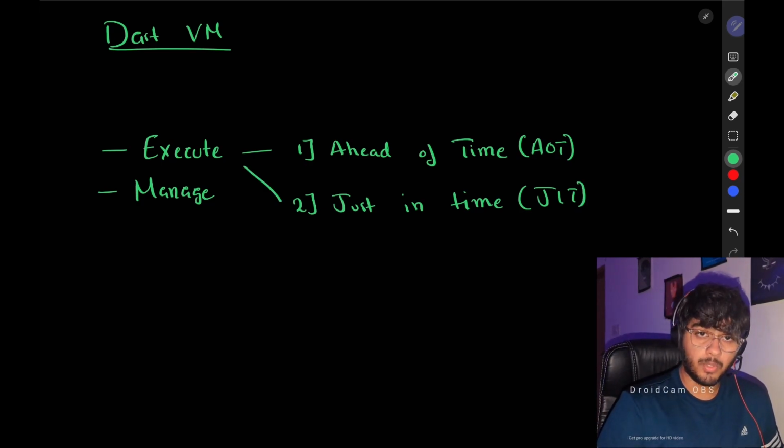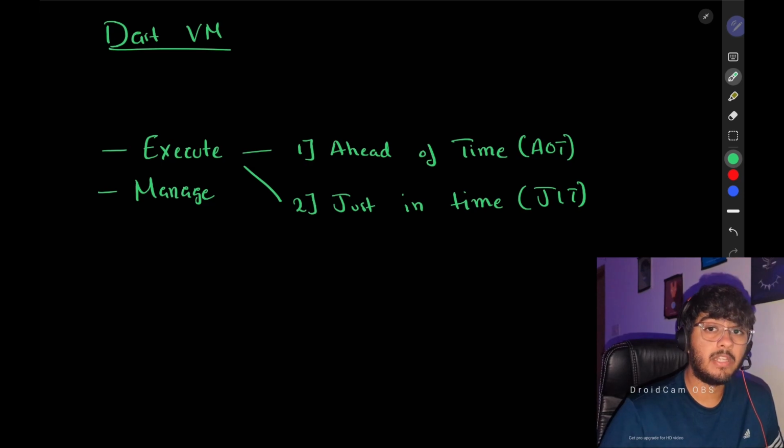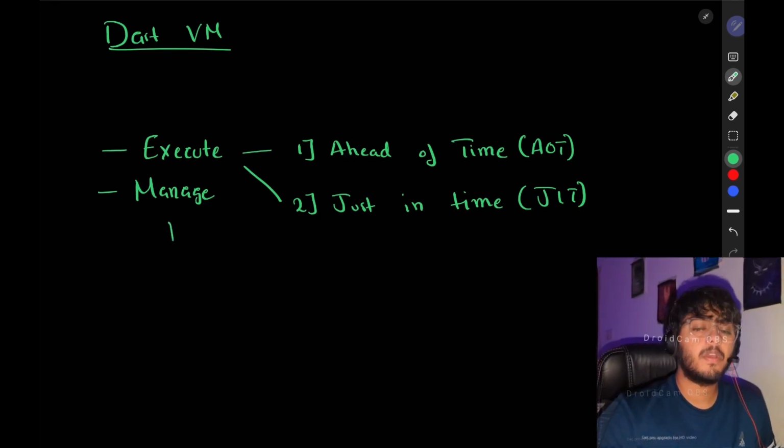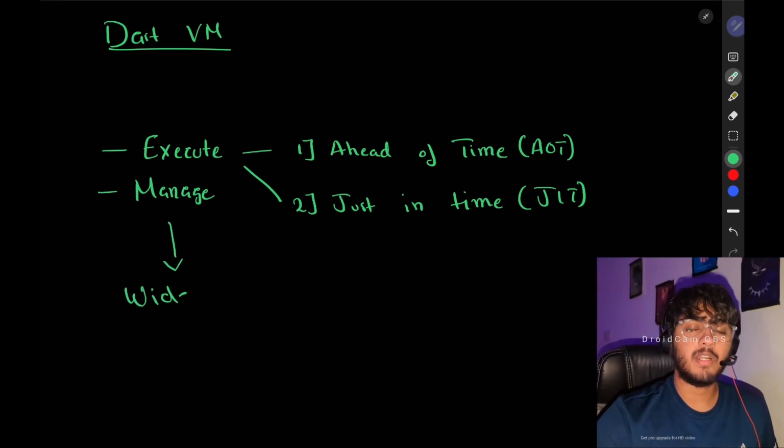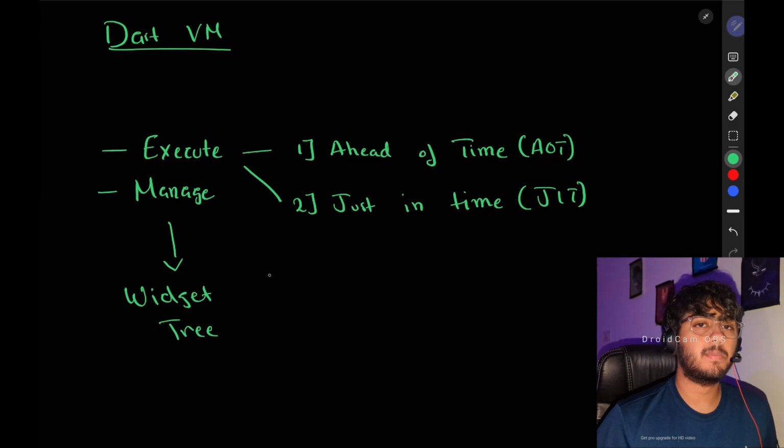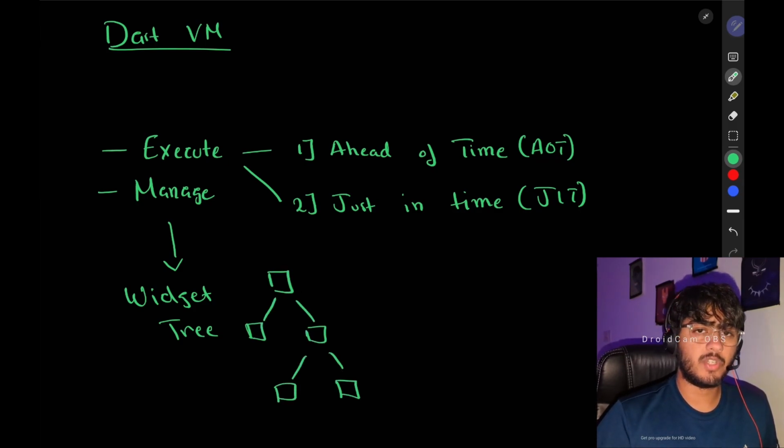In the AOT mode, the Dart VM compiles the code ahead of time, producing a native executable, whereas in the JIT mode, the Dart VM can compile the code on the fly. This is the reason why Flutter supports the hot reload feature. One of the most important things that the Dart virtual machine actually does is maintain something called a widget tree. A widget tree is nothing but a hierarchical representation of the widgets that we've written in the code.